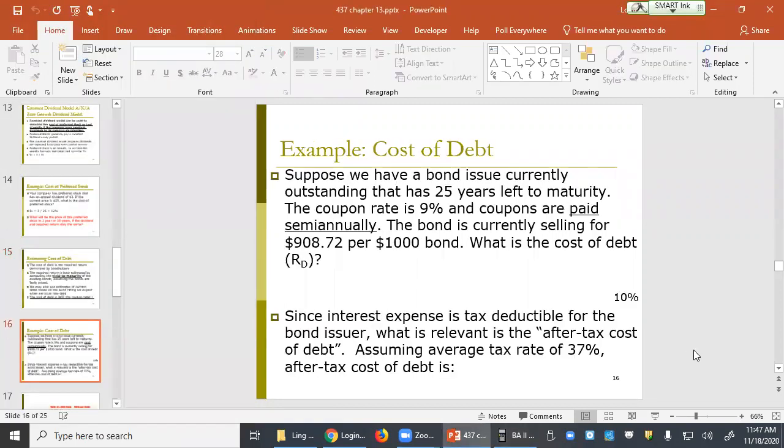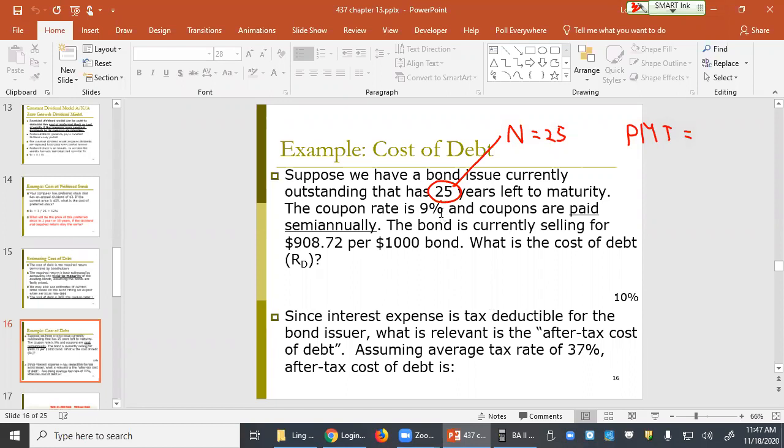So let's solve for the yield to maturity or cost of debt. Suppose we have a bond issue currently outstanding that has 25 years left to maturity. So that's our N, equal to 25. Payments would be annual if we had annual coupons, but that's not what we have. The coupon rate is 9%, so we'll use that to calculate our coupon payment or annuity cash flow. It is 9% of the $1,000 par value that you, the bondholder, lent to the corporation, the issuer.